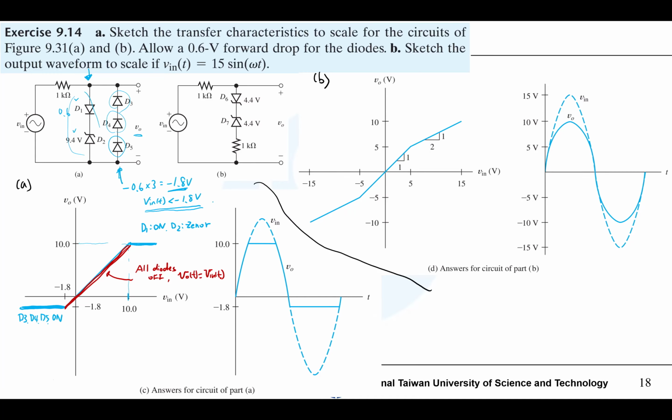And it also asks us to sketch the output waveform if V in(t) equals 15 sine omega t. So the dotted line is the input voltage. The solid line is the output. So the output voltage is clipped at 10 and minus 1.8. Okay, this one should be relatively easy.